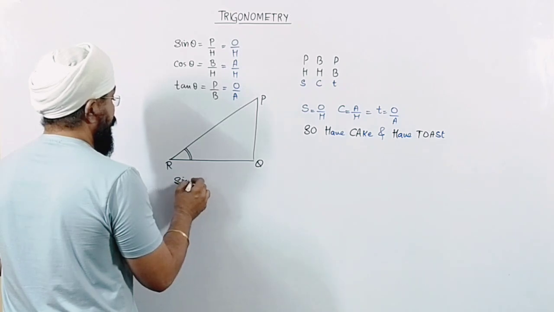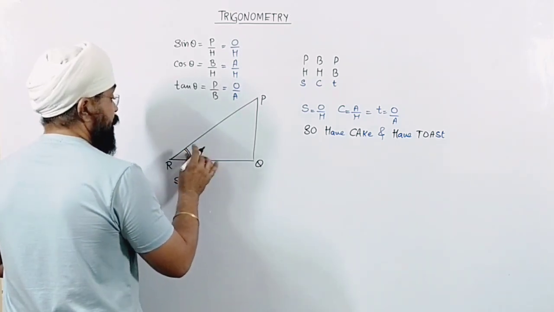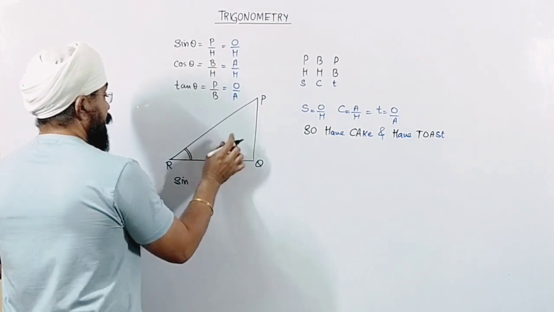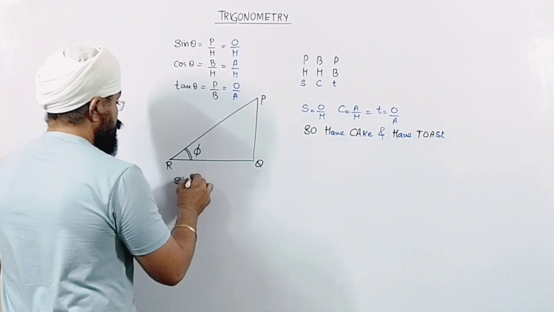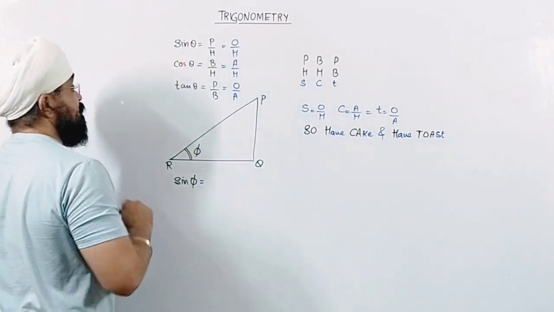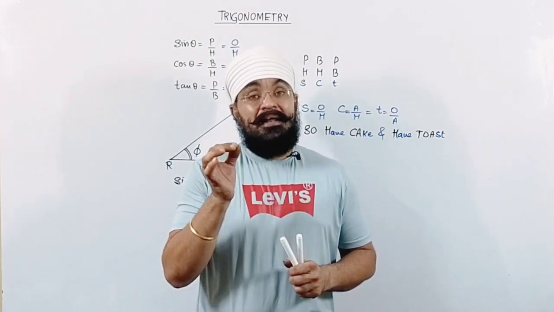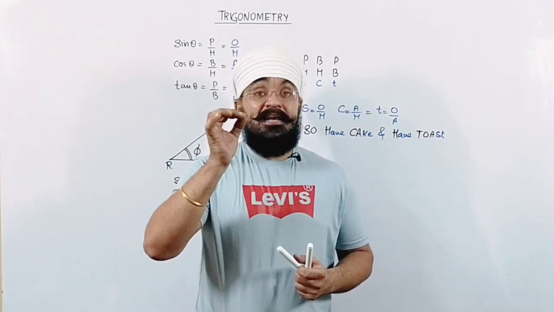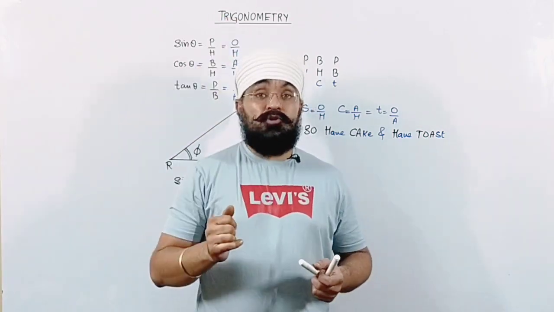What will be sine R? Let us say this angle is phi. I'm using one more Greek letter, phi. So what will be sine? Sine is opposite. Now there is a problem. Generally the student used to make an error. Whenever they are saying perpendicular, they know the thing that is dropping from the top.